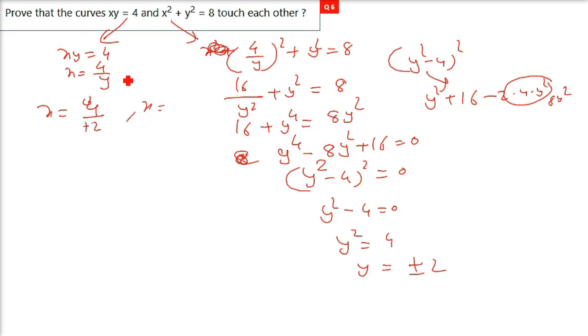So you have 4 by 2 and 4 by negative 2. So this is 2, this is negative 2. Now this 2 and negative 2, x and y, this makes a combination. That is 2 and 2 and negative 2 and negative 2.